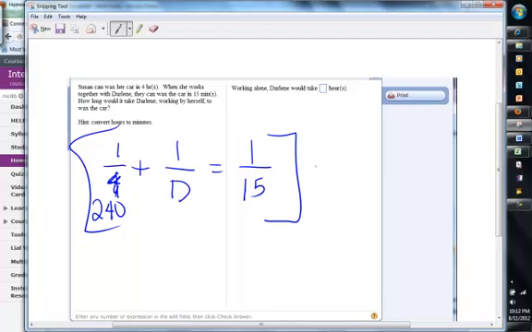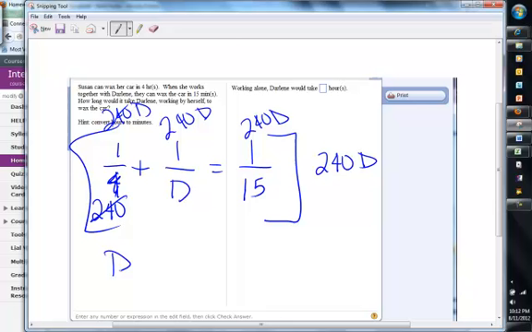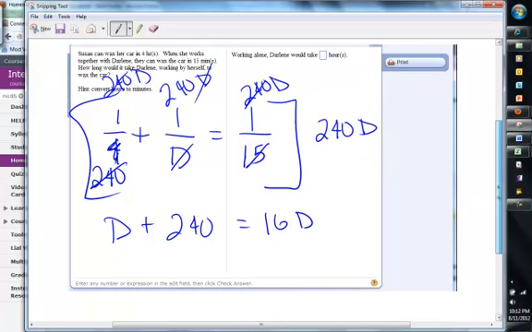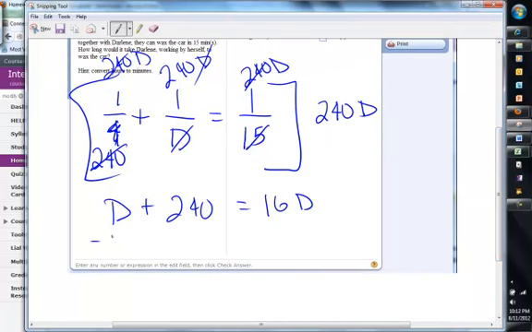So let's multiply everything by 240d. The 240's cancel and you get d. The d's cancel, and you get 240. The 15 cancels against the 240, and you get 16d. Let's get all the d's on one side, subtract d from each side, and you get 15d is 240.